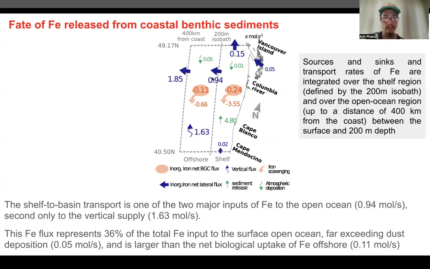And this iron flux represents about 36% of the total iron input to the surface open ocean, far exceeding dust deposition, and is larger than the net biological uptake of iron in the open ocean, suggesting that the shelf-to-basin iron transport is a major source of iron to biological activity in the open ocean.